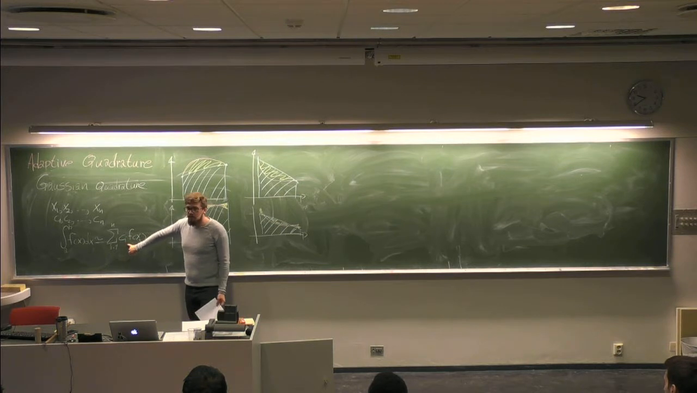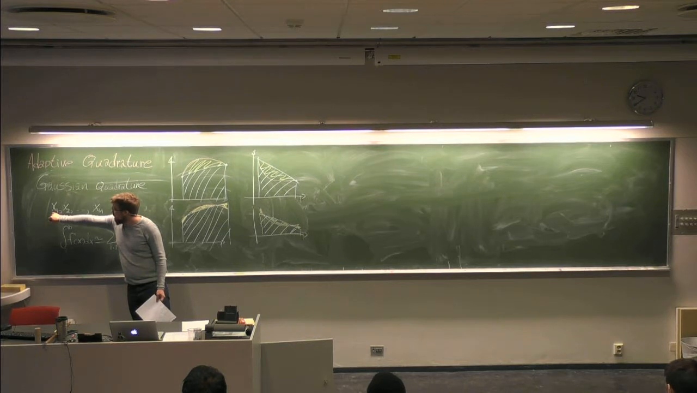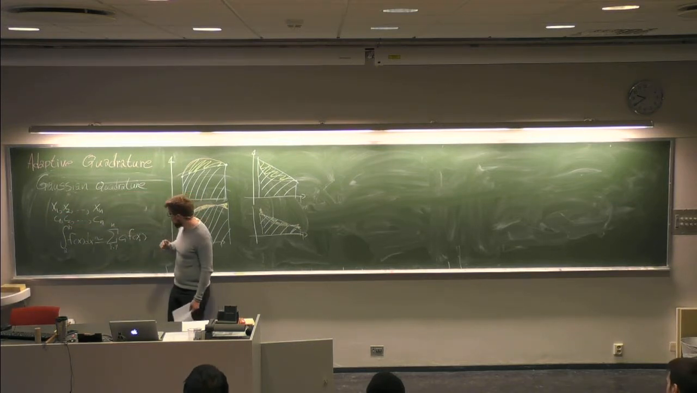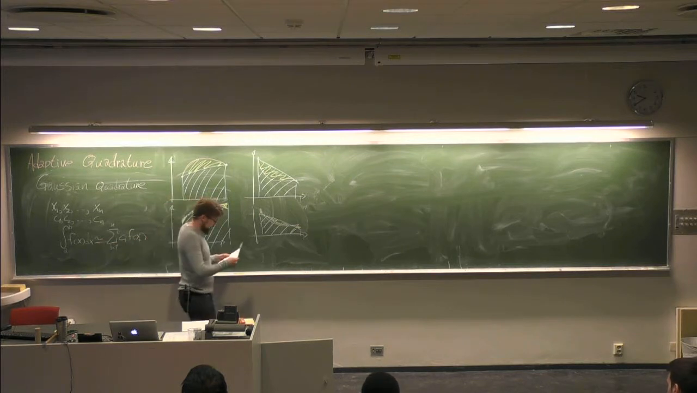And just by looking at this, if you pick these weights as 1, 4, 1, and these points as the endpoints and the midpoint, then you get the Simpson rule. But that's not the point here. We want to pick this in a different way. I mean, this is just a general form.